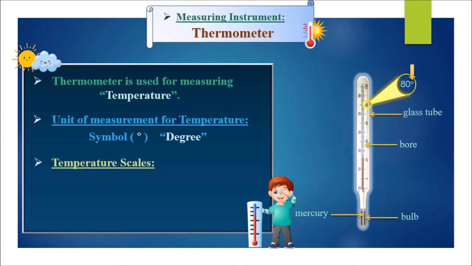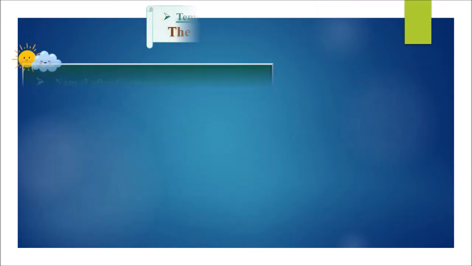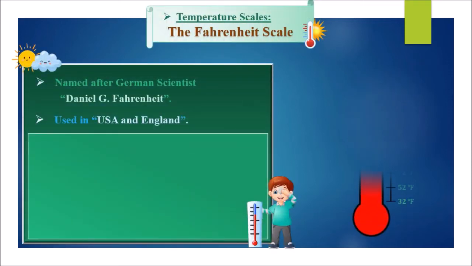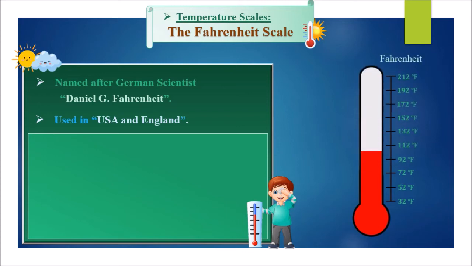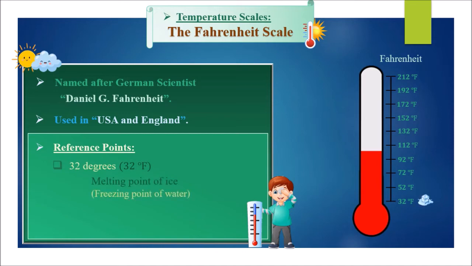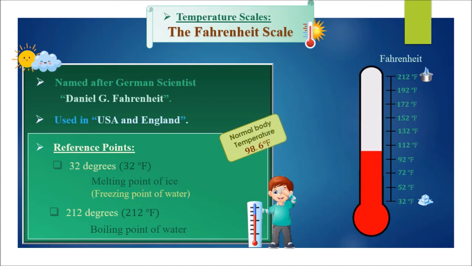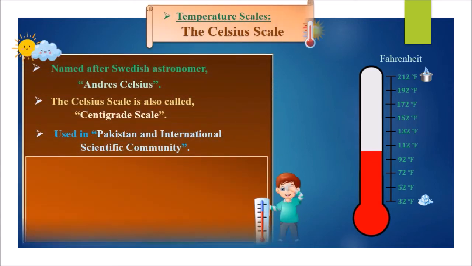Each thermometer has a scale. Here we discuss two different temperature scales, the Fahrenheit scale and the Celsius scale. There are big differences between these two scales. The Fahrenheit scale is marked from 32 degrees Fahrenheit to 212 degrees. 32 degrees Fahrenheit indicates the melting point of ice or freezing point of water, and 212 degrees Fahrenheit indicates the boiling point of water. And the normal human body temperature in Fahrenheit scale is 98.6 degrees, whereas the Celsius scale is marked from 0 degrees Celsius to 100 degrees.